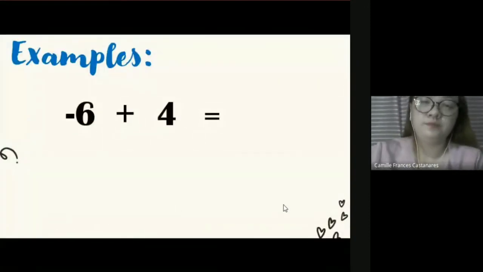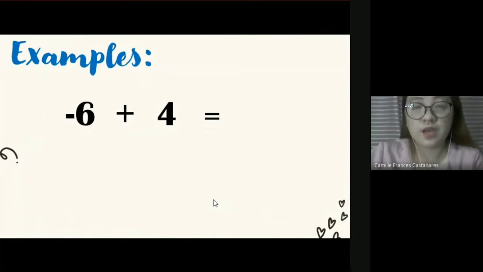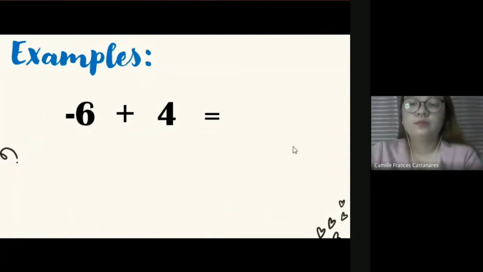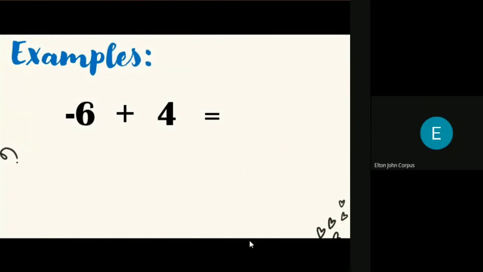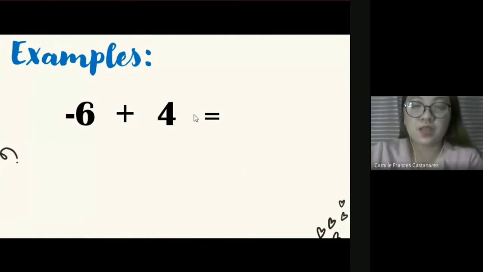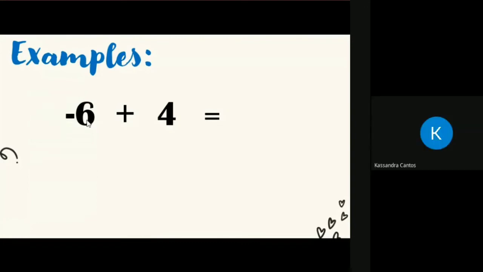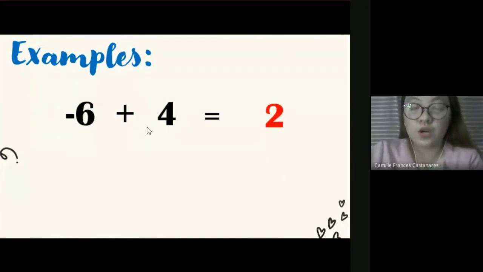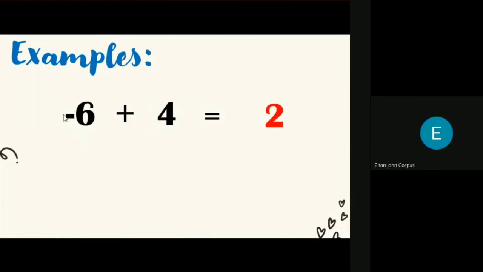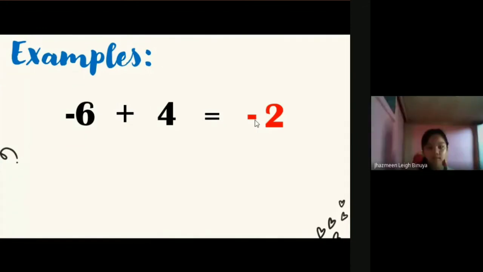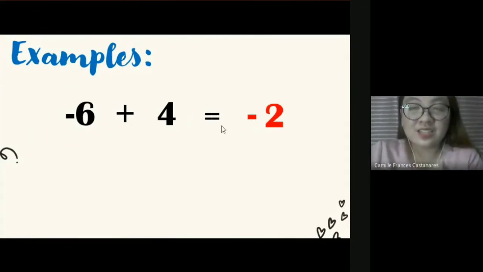Example number 1. We have negative 6 plus positive 4. So what will we do? Rule number 1 or rule number 2? Rule 2. Okay, very good. So let's subtract 6 and 4. 6 minus 4 is 2. Very good. So what is the bigger number, 6 or 4? 6. What is the sign of 6? Negative. So our answer is negative 2.